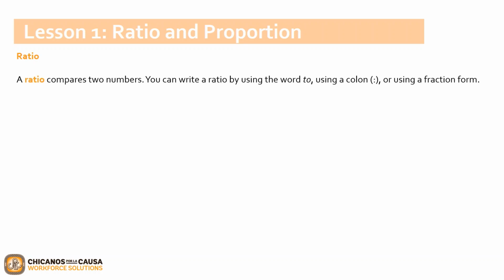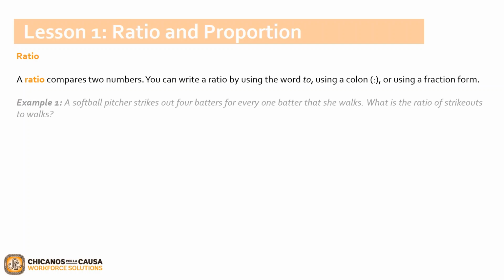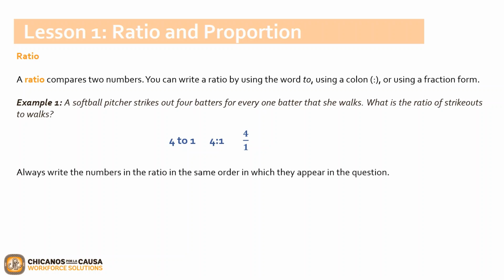Ratio. A ratio compares two numbers. You can write a ratio by using the word to, using a colon, or using a fraction form. For example, a softball pitcher strikes out 4 batters for every 1 batter that she walks. What is the ratio of strikeouts to walks? The answer to this would be 4 to 1, using the word to, 4:1, or 4/1 as a fraction form. Always write the numbers in the ratio in the same order in which they appear in the question.